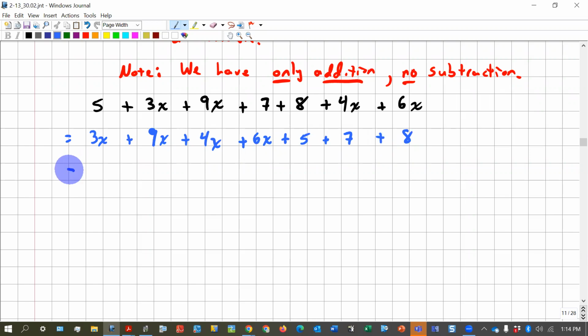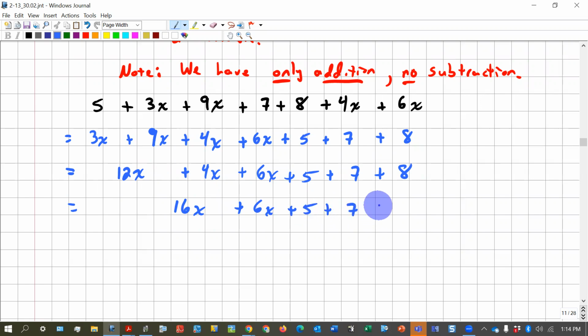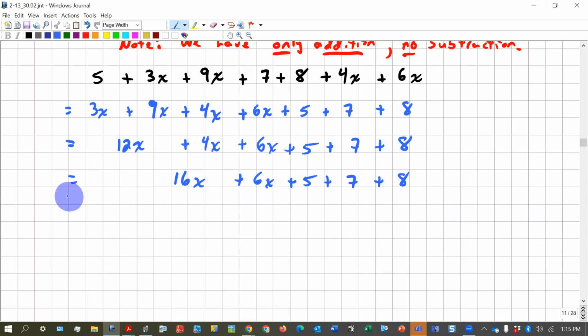Then for now, we'll just do one addition at a time. We'll work from left to right when we can. So 3x plus 9x, that's 12 x's. And then we're going to copy everything else. Then the 12x plus the 4x would be 16x. Copy everything else straight down. The 16x plus 6 more x, that would be 22x.